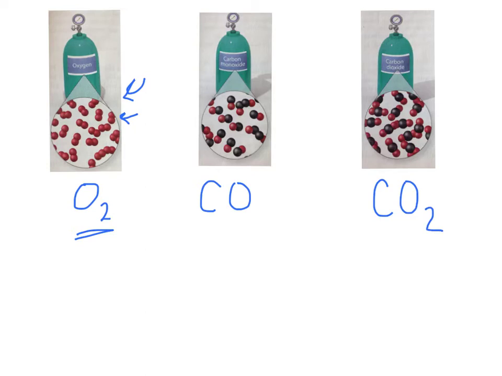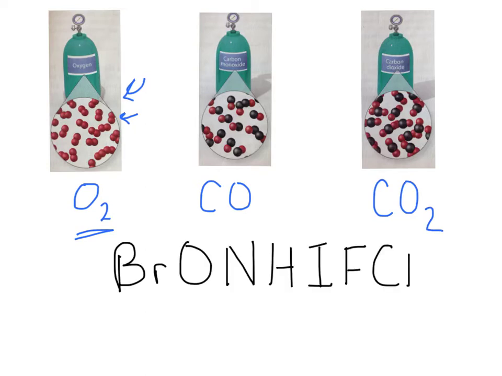Now, there are several atoms that run around in pairs on the periodic table. And I had a teacher that I worked with that called it Braunhifkel. Let me write this down for you. Okay, Braunhifkel. He said it was his Russian girlfriend. Whatever, if it helps you to remember. Bromine, oxygen, nitrogen, hydrogen, iodine, fluorine, and chlorine. These are elements that hang around in pairs.